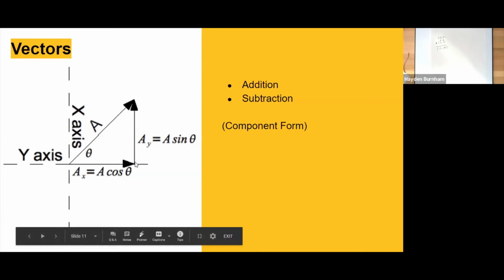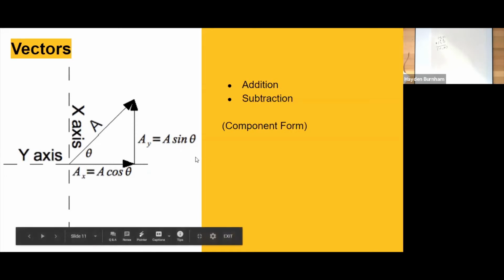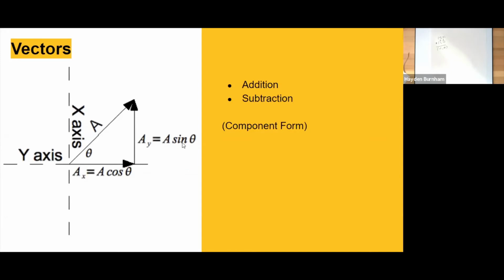But usually to solve a lot of problems, you need to know the x component and the y component. These two formulas up on the screen tell you how to get each piece of the component. You just take the magnitude, which in this case would be A, and for the y component, you do the sine. And for the x component, you're doing the cosine. That gives you each part separately.